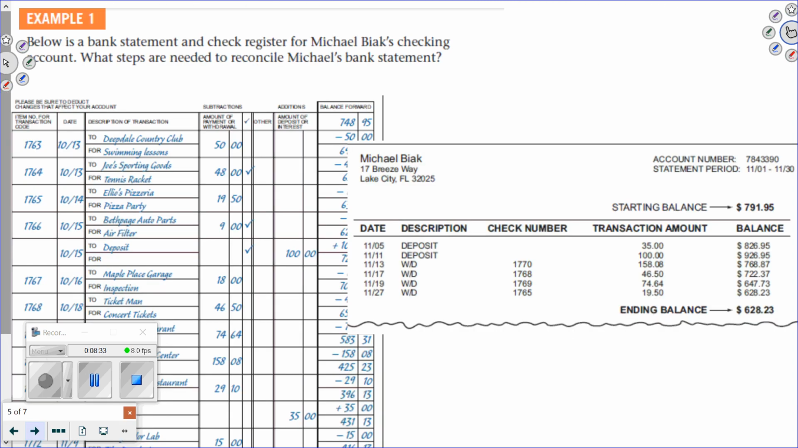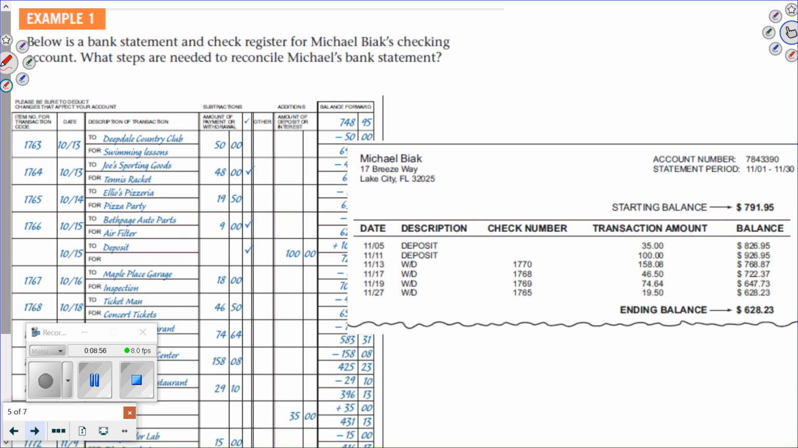So here we go. Below is a bank statement and check register for Michael's checking account. What steps are needed to reconcile his bank statement? So this is where we're playing the matching game. Starting with your bank statement, they have things listed. A lot of times they group all the deposits in one thing, and then they group all the things that come out, all your withdrawals.